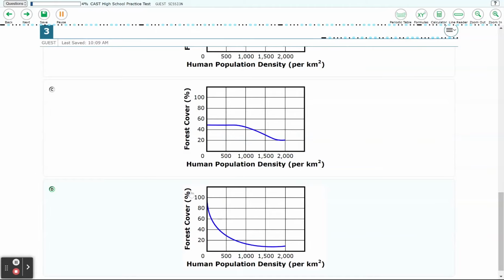Okay, so we can see 4 graphs there. Go ahead and make your choice now.